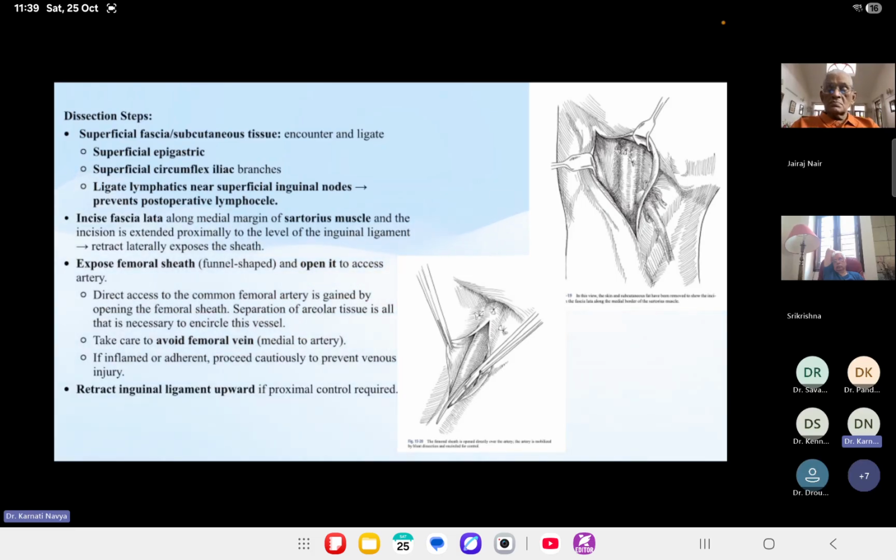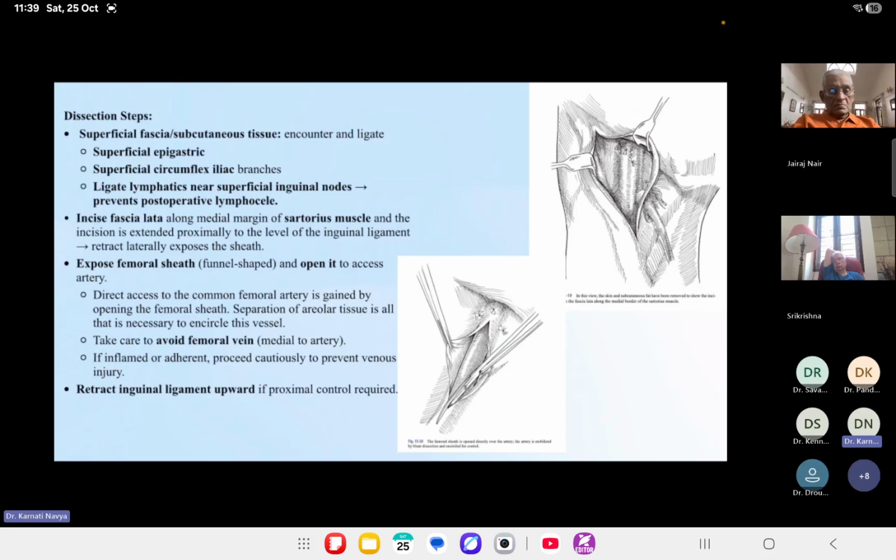Once the femoral sheath, which is a funnel-shaped sheath, is exposed and you open it, it gives access to the artery. Direct access to the common femoral artery is gained by opening the sheath. Then separating the areolar tissue is all that is necessary to encircle the vessel. Take care to avoid the femoral vein, which is medial to the artery. If inflamed, proceed cautiously to prevent venous injury. Retract the inguinal ligament upward if proximal control of the femoral artery is required.